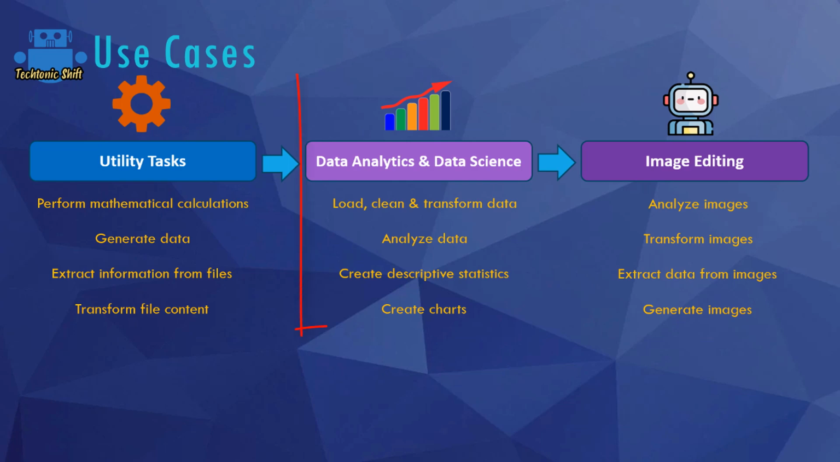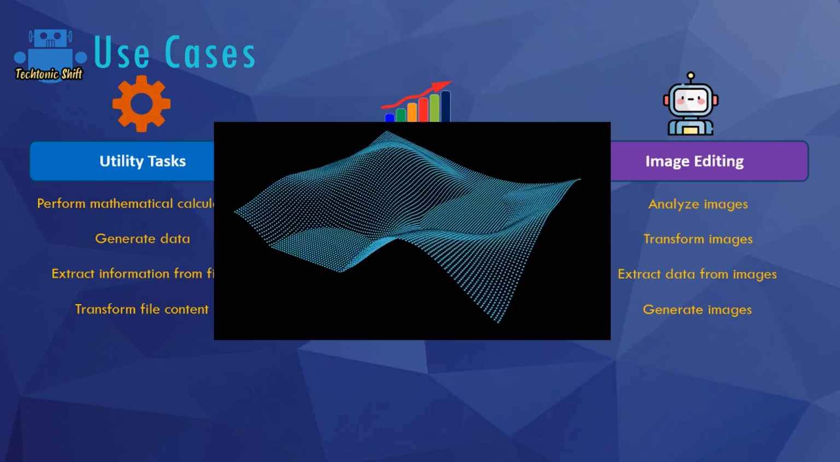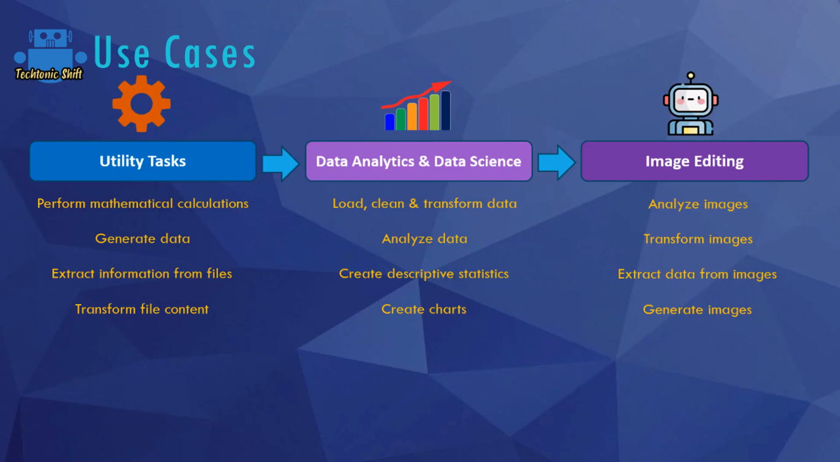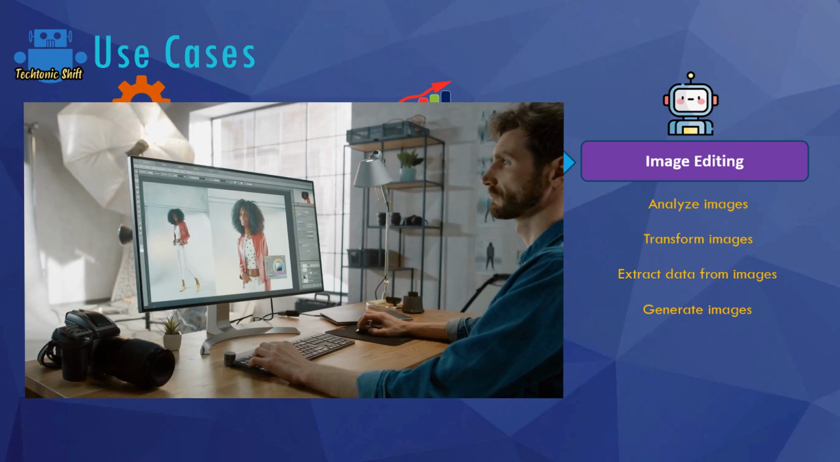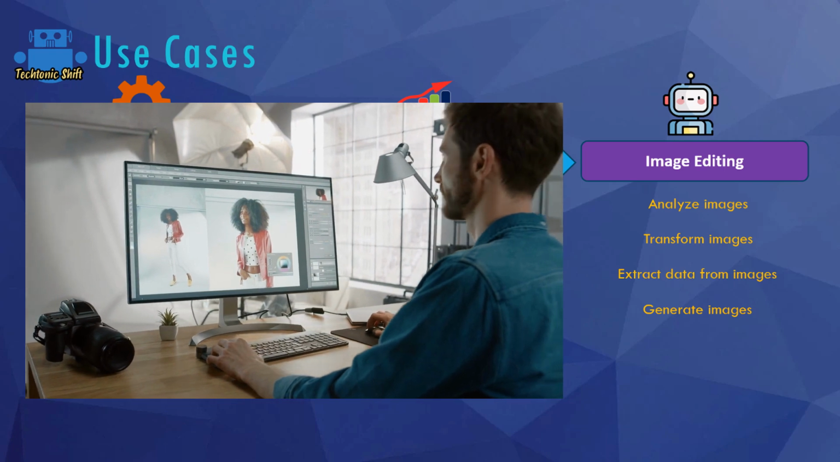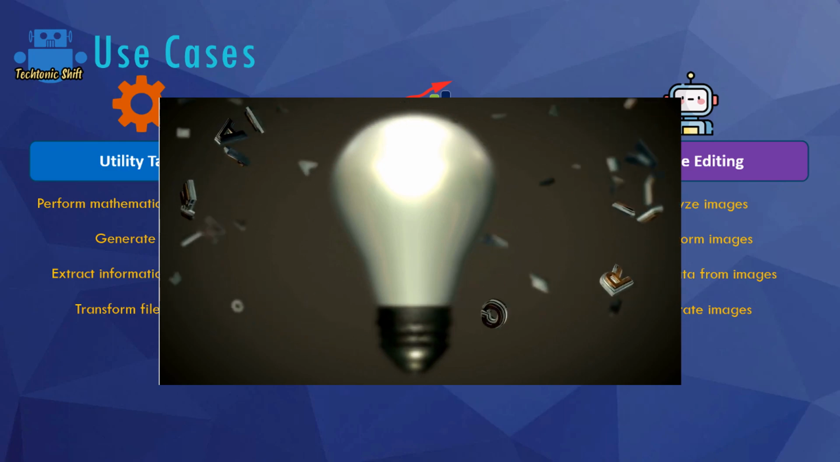You could also use Code Interpreter to generate dummy data or extract information from files or transform file content. You can use it for data science to load and clean data, and of course to analyze data and build charts. And you can also use it for image editing. For example, to analyze and transform images or do other exciting things with images. And there might be more use cases where you want to use Code Interpreter. Because even though these here are probably the most important and common use cases, as with ChatGPT in general, it's of course ultimately your imagination that's the limit.